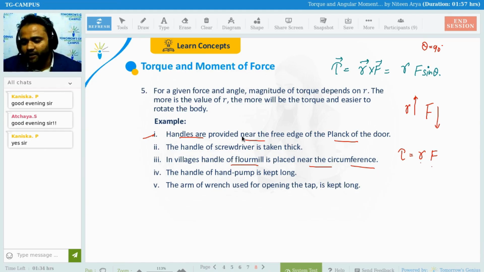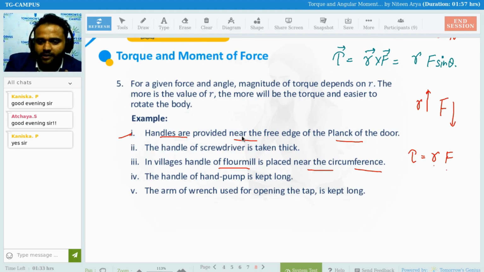Flour means, if anyone belongs to the proper villages, there we convert wheat into flour with the help of a rotatory stone. That looks like a charkha, Gandhi ji's charkha kind of thing. That flour-converting instrument or machine is basically made of heavy stones. So the rotatory handle is very far away from the center, exactly near the circumference. And somewhere it looks like this.